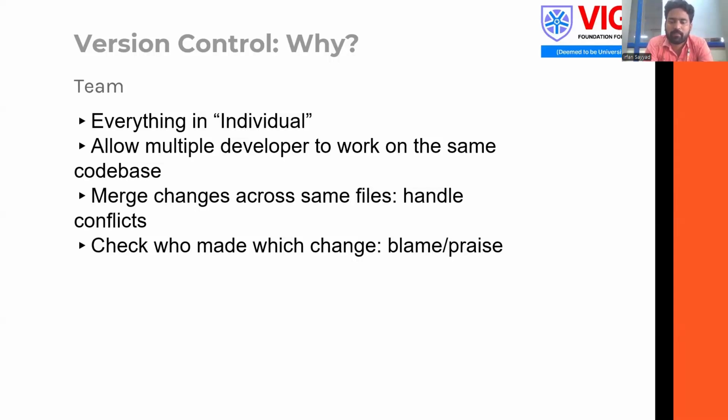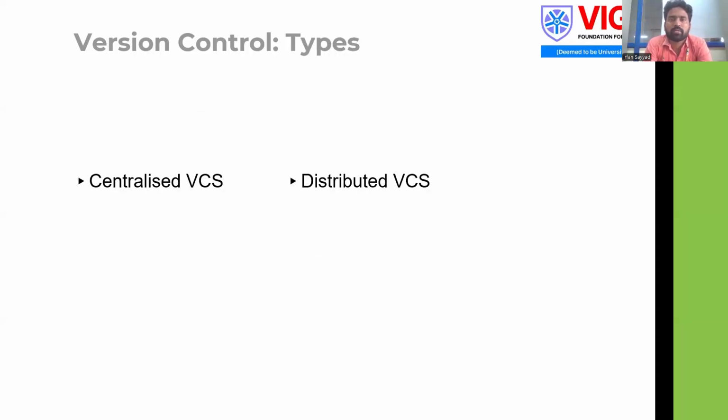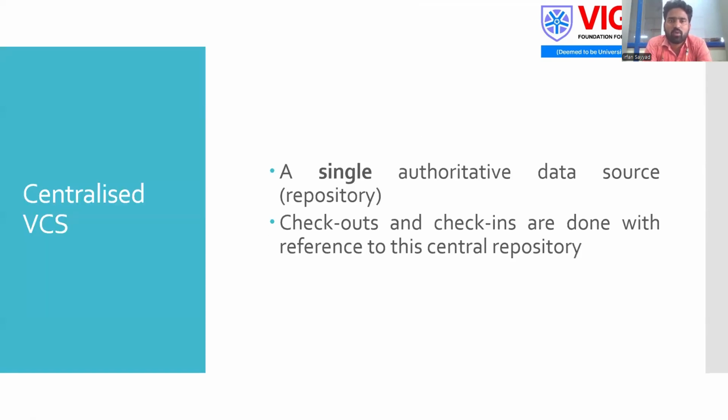So there are basically two types of version control systems: centralized VCS and distributed VCS. First we go through centralized VCS. Centralized VCS means a single authoritative data source. Checkouts and check-ins are done with reference to this centralized repository. That means only one central authority will have it.